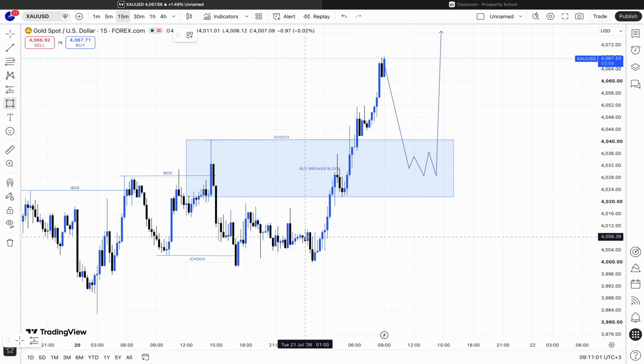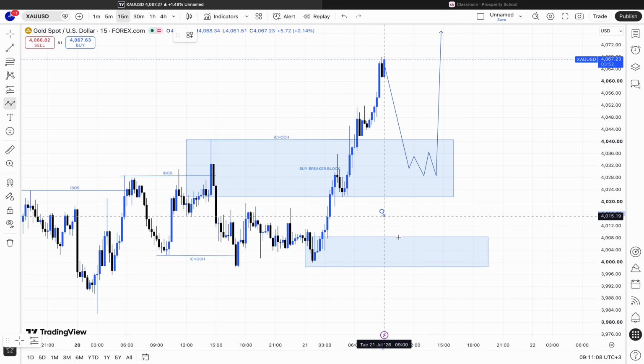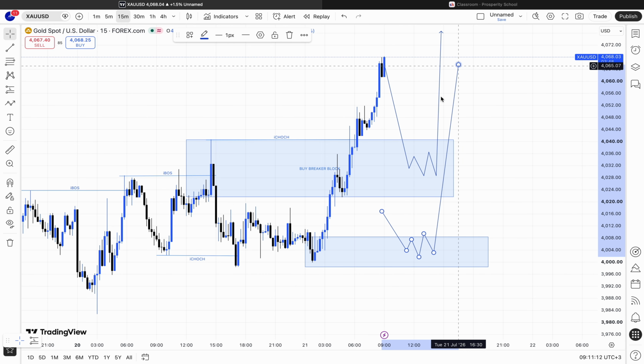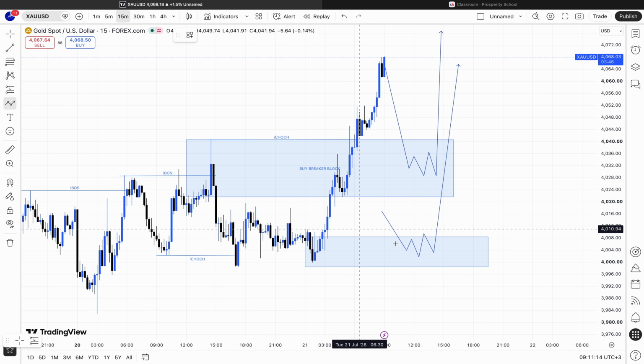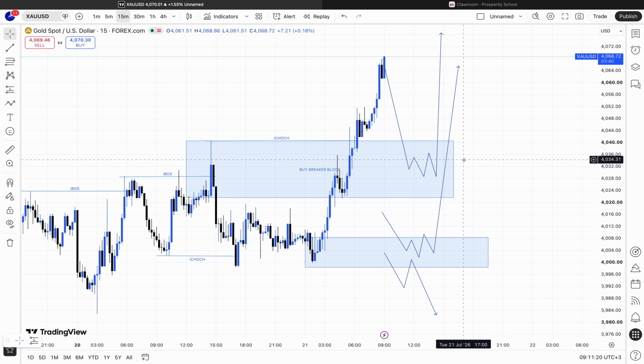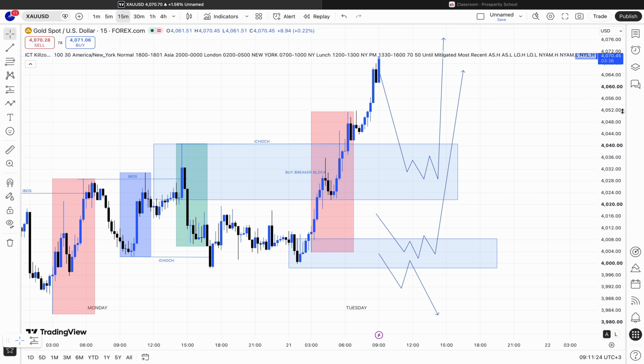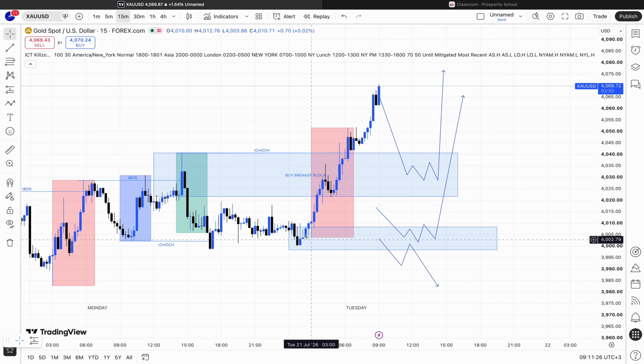I'll just wait for the price to come back to this area. Also, I can buy from that. Also, can buy from here after getting that buy confirmation. That will be scenario number 2. Then scenario number 3, if the price respects this order block, then I'm going to wait for the break, then a retest to the downside.